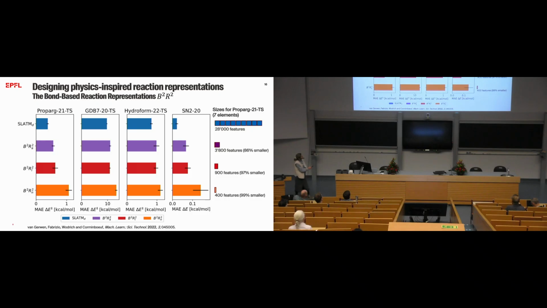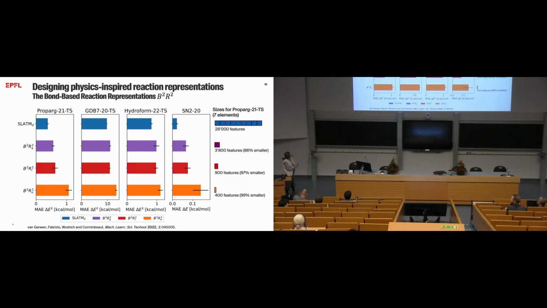So for the propargyl set, the one that is very difficult to get because of enantioselectivity, we have 7 elements, which means that the number of features with SLATM will scale as n cubed, and you see that you have 28,000 features here. So what B square R square does is that it really limits the number of features, trying to keep the accuracy as close as possible to this SLATM variant.